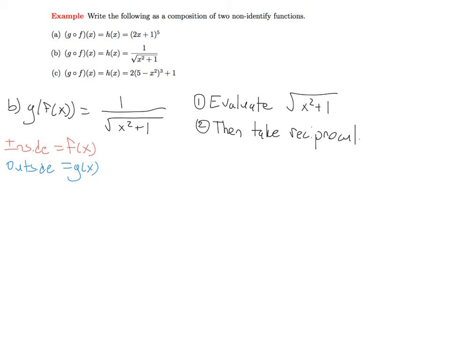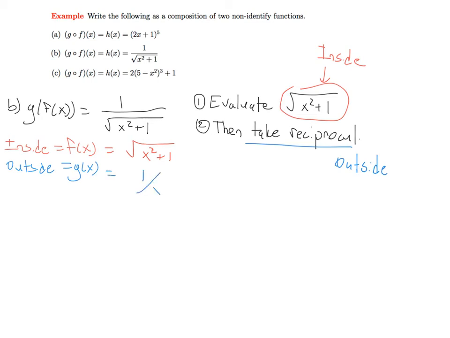And breaking it down into this sequence, we would say the first thing is the inside function, and the last thing that we do is the outside function. And in this case, that would mean f of x is the square root of x squared plus 1, and g of x is take the reciprocal, which is 1 over x.